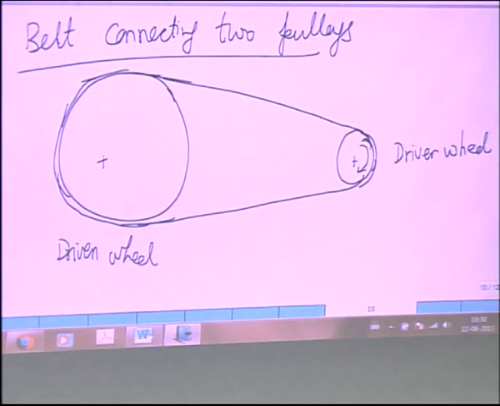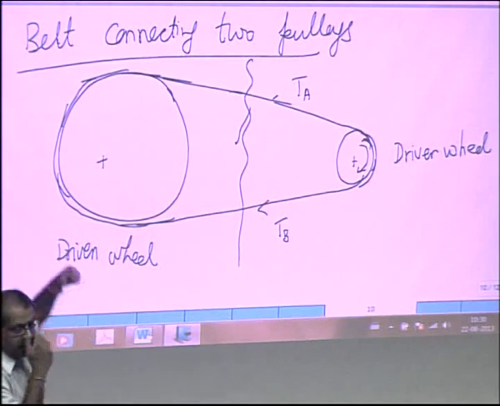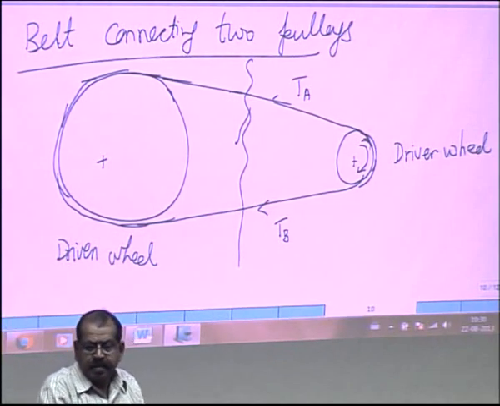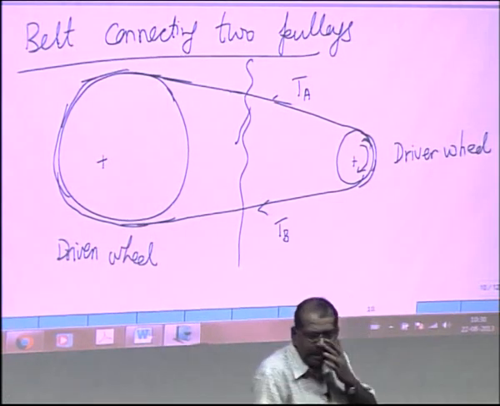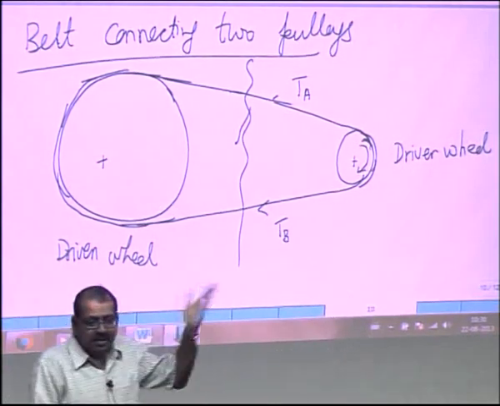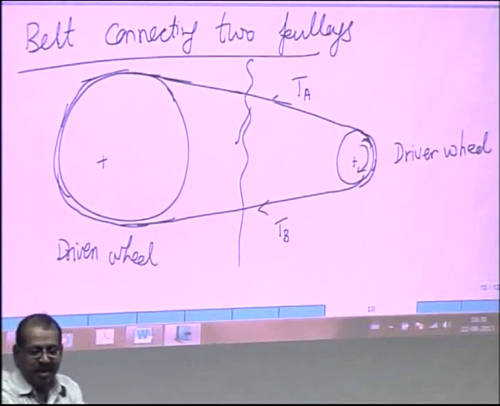Now, what we have is, basically what I am doing is I am showing TA and TB. I shouldn't show it like this without a cut, because if I am cutting it on the right side, then the two tensions on the two sides will be TA and TB. Now, there is often a confusion: which of them is bigger? Is TA bigger or TB bigger?